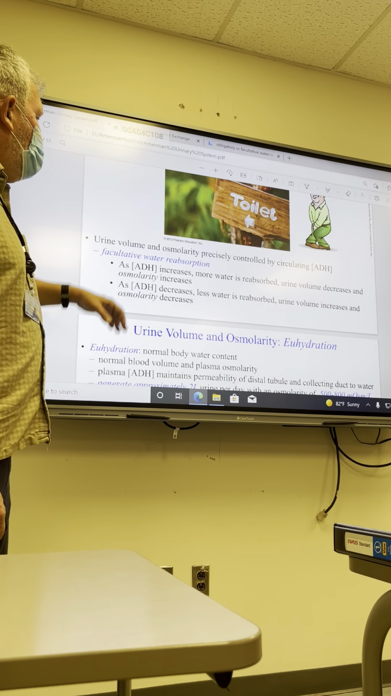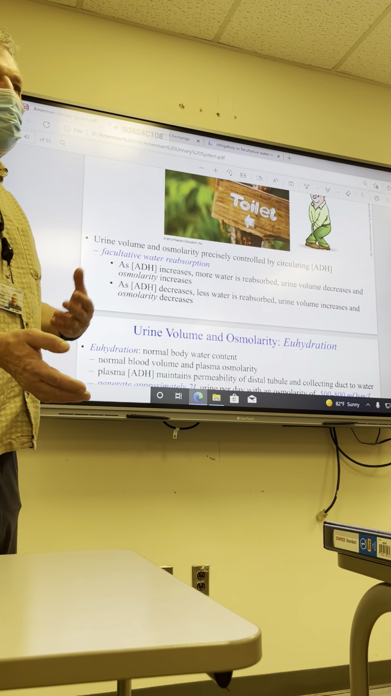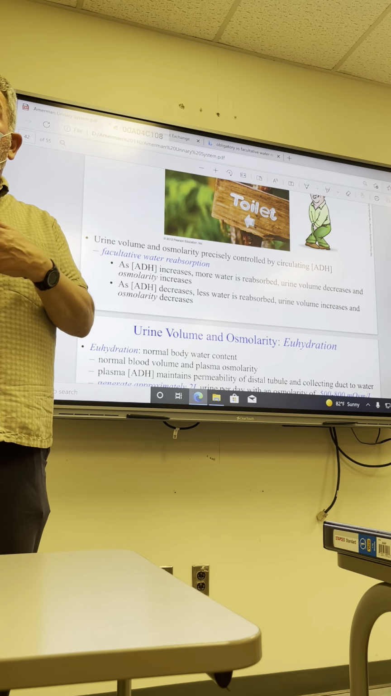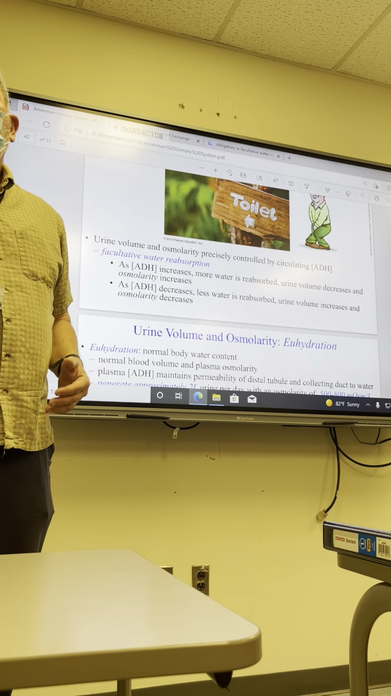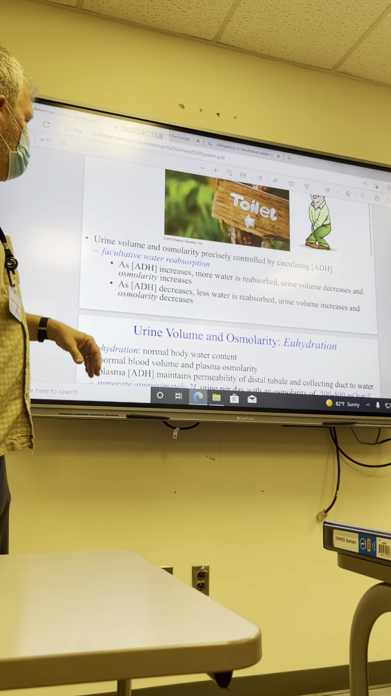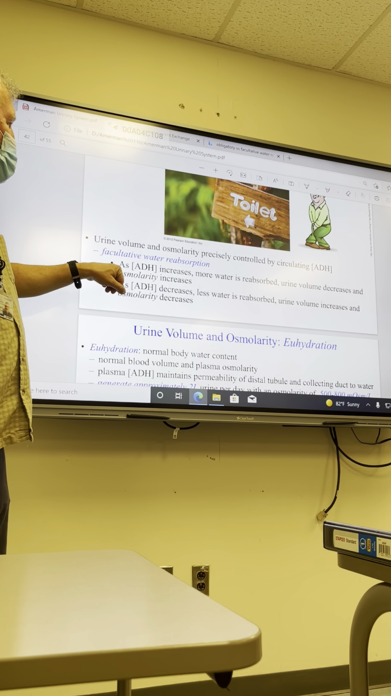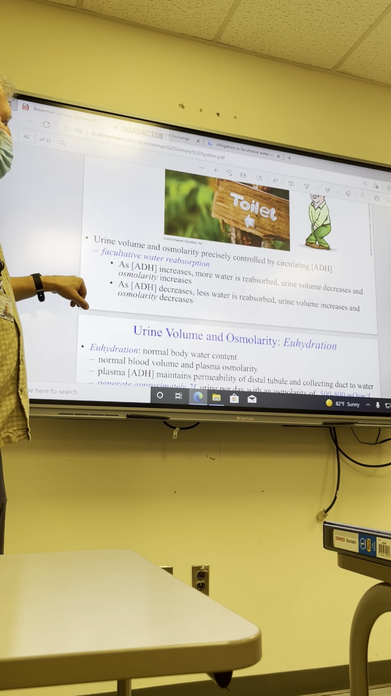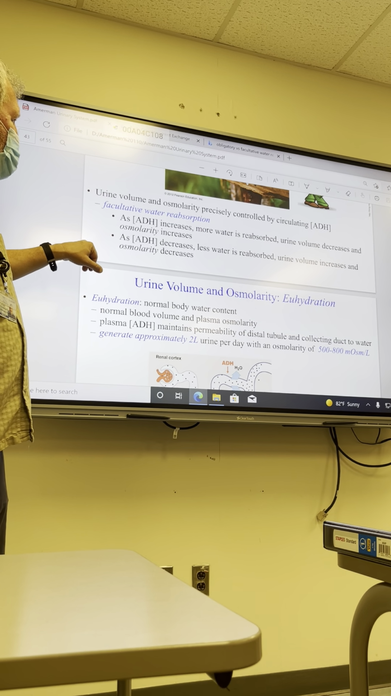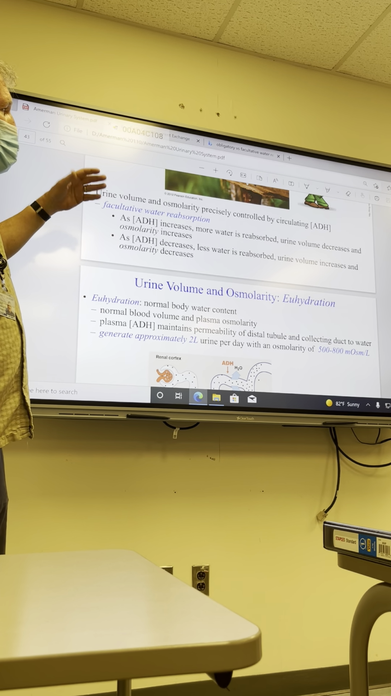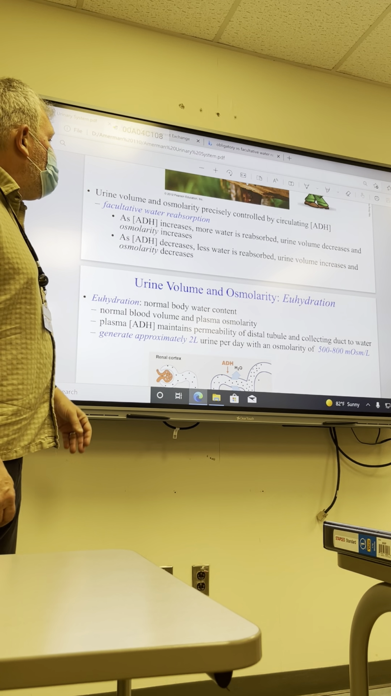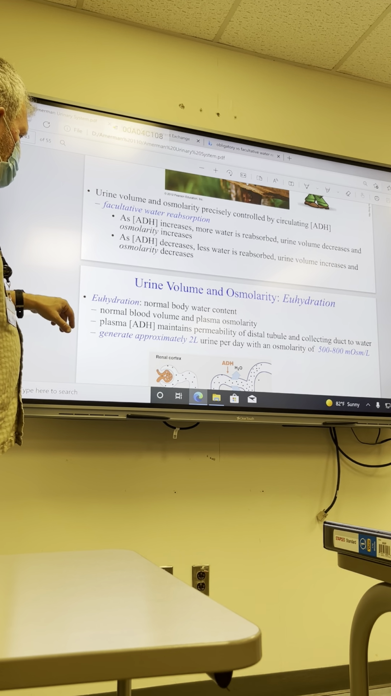The facultative water reabsorption allows you to fine tune it again based on blood pressure issues, based on osmolarity and hydration issues. Again, ADH is the one that's primarily going to be changing that here. ADH increases, more water gets reabsorbed, urine volume decreases, osmolarity increases.